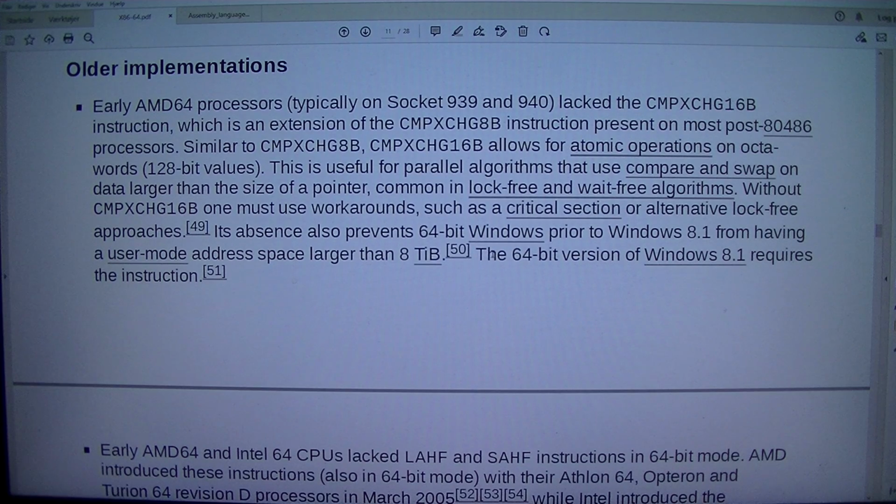Its absence also prevents 64-bit Windows prior to Windows 8.1 from having a user mode address space larger than 8 TB. The 64-bit version of Windows 8.1 requires the instruction.